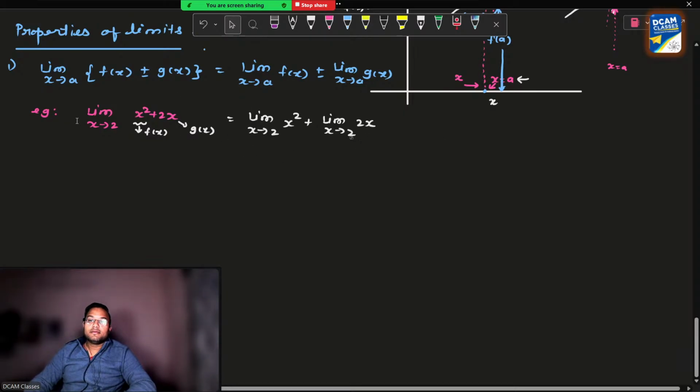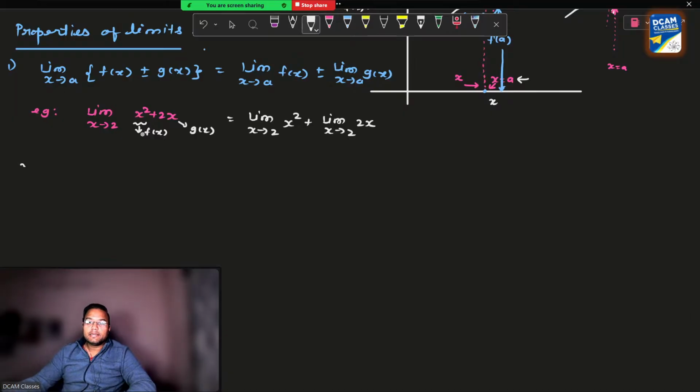Yes, sir, but in this case the example I have given you is a very easy one. Just putting the value x equal to 2 is the easiest way, but sometimes the functions which are given to you are not easy, they're difficult. So in that case you should know that the limit goes inside, as you will come across. Okay, just understand the property and how it is applied.